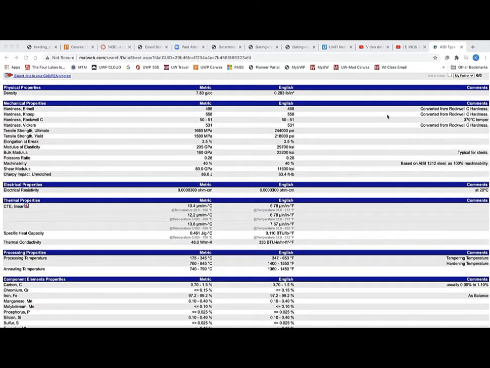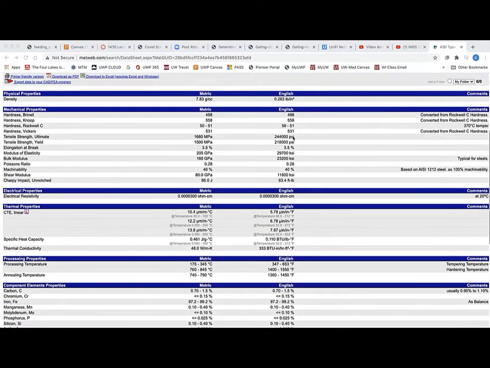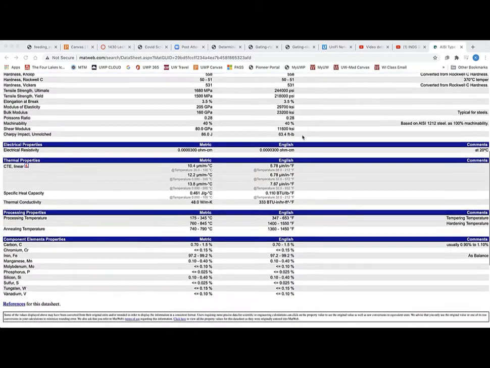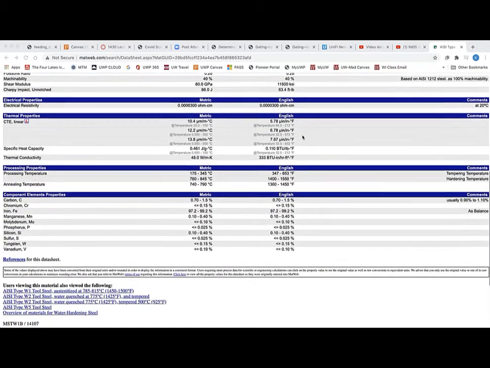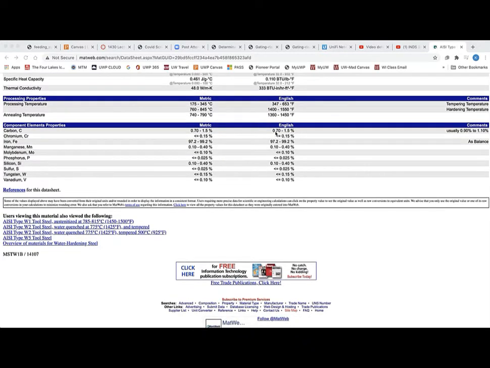It's a 600 degree temper. So if we were going to make a knife out of this, we wanted this to be harder, what we would do is quench it and then temper it at a lower temperature, like 300 degrees or something like that. Okay, so the carbon content, this is crazy, 0.7 to 1.5. It's got a huge range in there. Usually it's right around 1%.